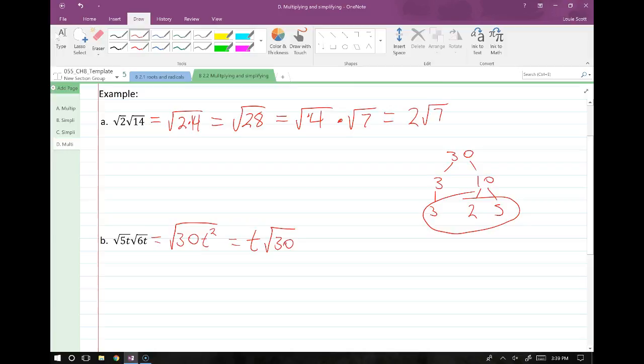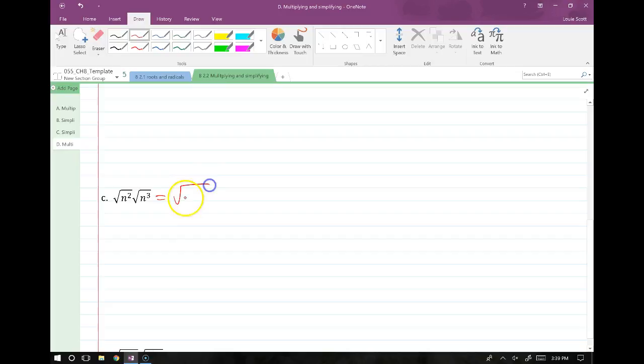All right. So this guy here, we put these under one radical, n to the 2 and n to the 3. That gives us root n to the 5. This is an odd power, so we're going to split it up. Write it down, n to the 4, n to the 1. n to the 4 times root n. n to the 4, we cut it in half. We get n squared times root n.